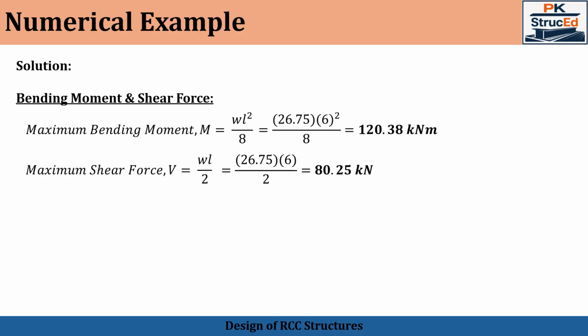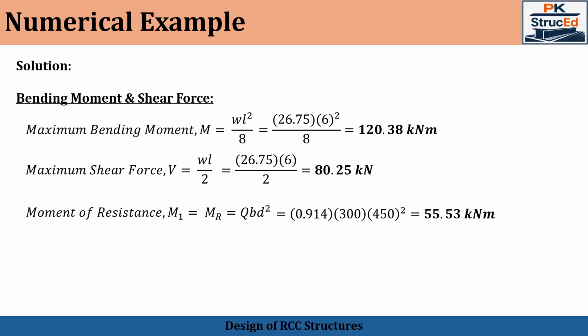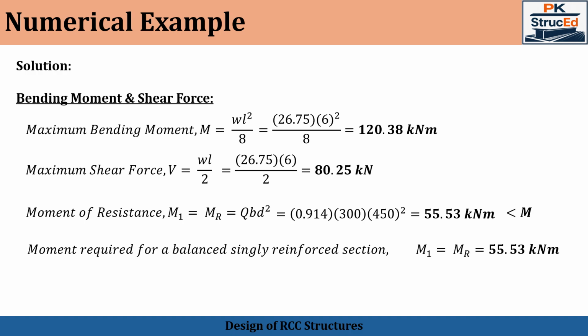We then check whether this moment exceeds the balanced moment capacity of a singly reinforced section. The moment of resistance for a balanced singly reinforced section is calculated by using the relation Q B D squared, where Q is the design constant, B and D are the effective cross section dimensions. Substituting the values, we get 55.53 kN meter, which is less than the maximum bending moment, which means that the moment of resistance for a balanced singly reinforced section is 55.53 kN meter.